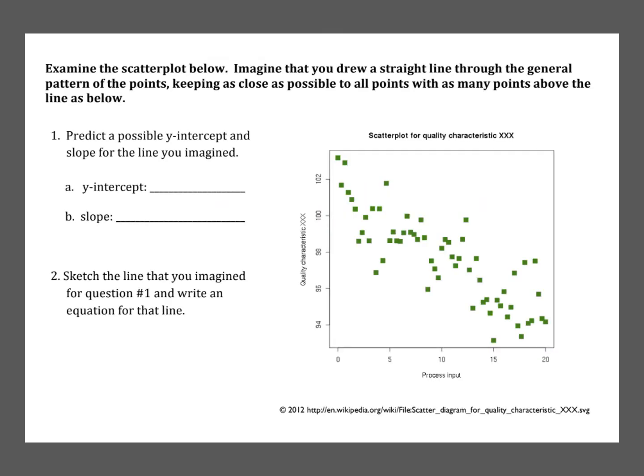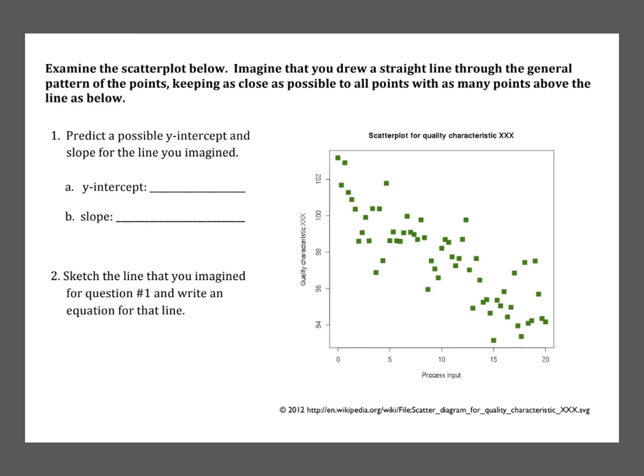So for question 1, or for this example, it says, examine the scatter plot below. Imagine that you drew a straight line through the general pattern of the points, keeping as close as possible to all points with as many points above the line as below. So again, we're trying to draw in that line of best fit, and then it asks us to predict a possible y-intercept and slope for the line that you imagined.